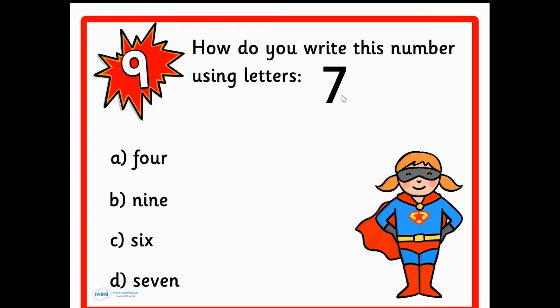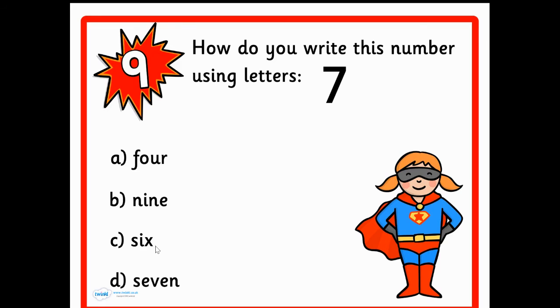How do you write this number using letters? Let's have a look. The number is the number 7. What does it begin with? Right, let's see what we can rule out here. Well, A is probably incorrect because it begins with a B, begins with a N. It could be C or D because they both begin with a 7. But let's have a look.